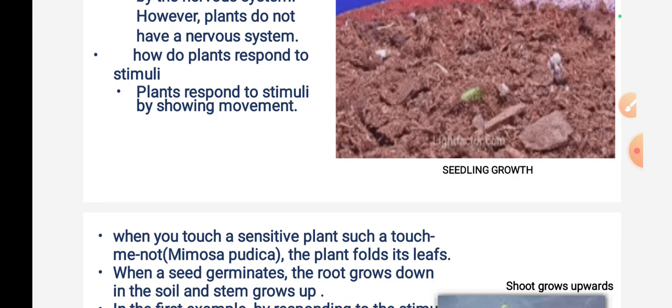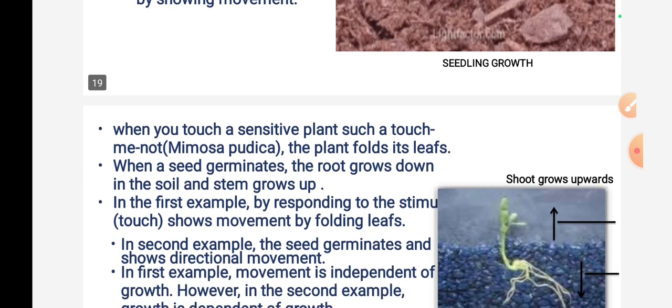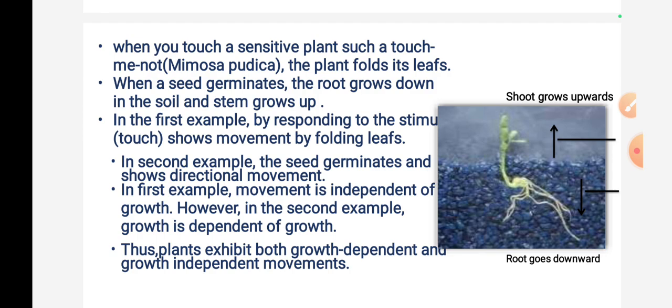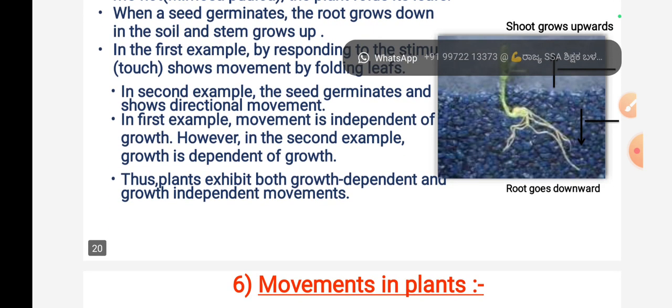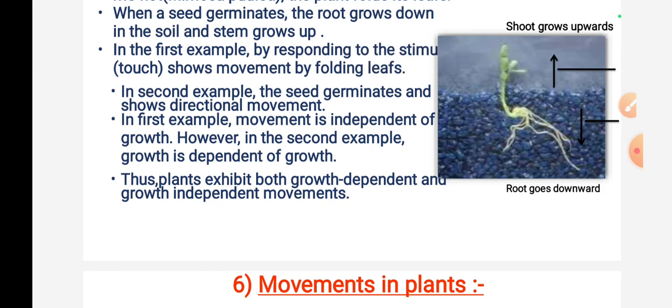For example, seedling growth shows a movement. When we touch a sensitive plant, such as the touch-me-not plant, of the mimosa family, Mimosa pudica, the plant folds its leaves. When a seed germinates, the root grows down in the soil and the stem grows up. In the first example, by responding to touch, the plant shows movement by folding leaves. In the second example, the seed germinates and shows directional movement.